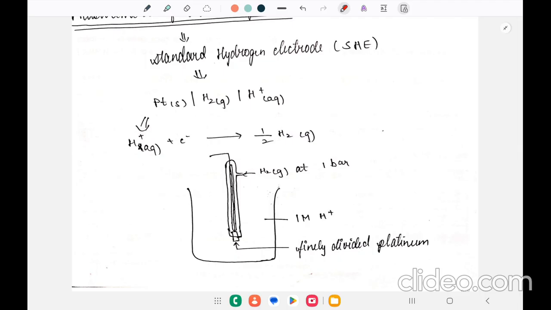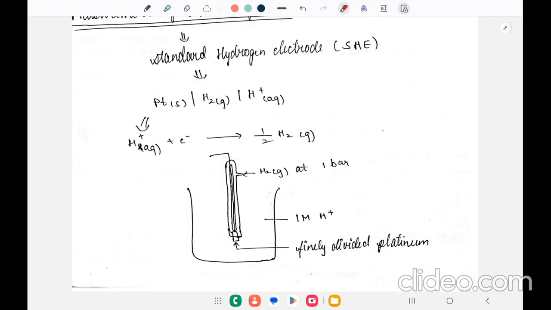So here we can observe that this basically consists of a platinum electrode which is coated with platinum black and dipped in a solution of H plus ions, and pure H2 gas is sent with high pressure. So here the electrode has zero potential at all temperatures. So you can easily find out the potential of the other cells which we are placing in connection with this half cell.